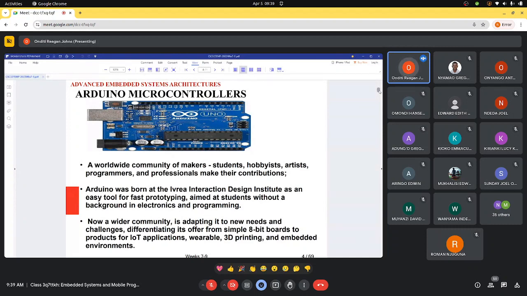So if you're able to get those three basic components of the microprocessor during your computer architecture, then you will clearly understand what an 8-bit board is all about. This board can produce an IoT application, and you know what the Internet of Things is all about. The wearables, those are the watches and so on, the 3D printers, and basically the embedded environment.